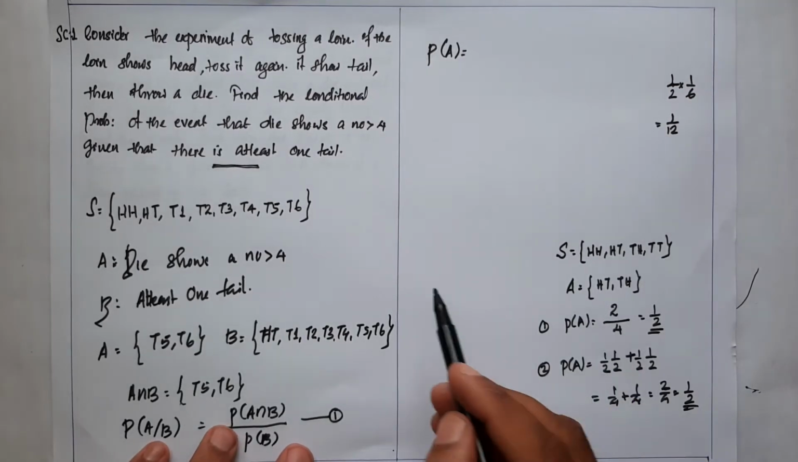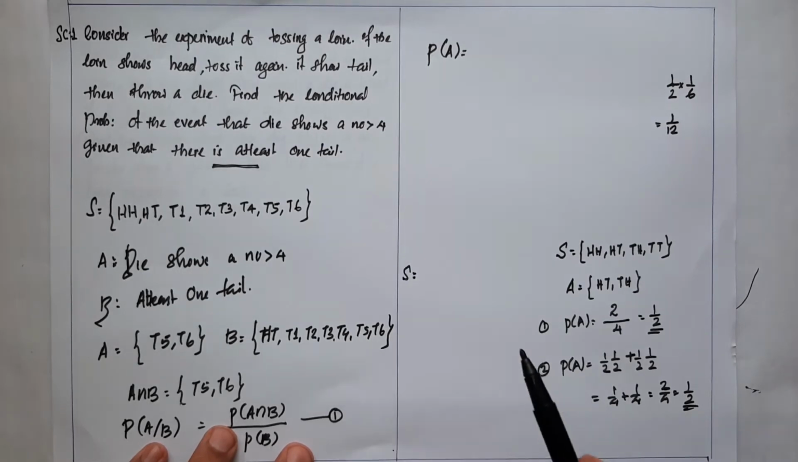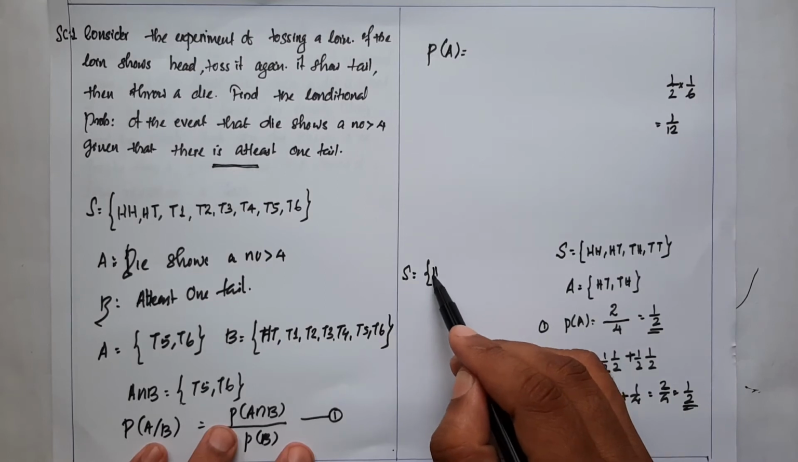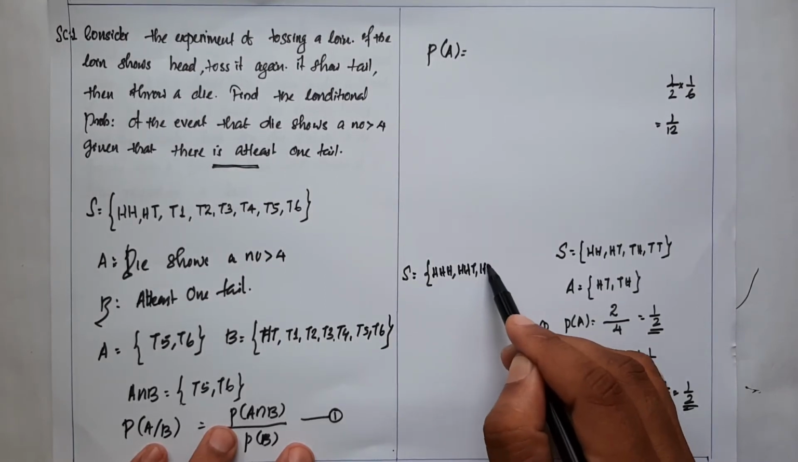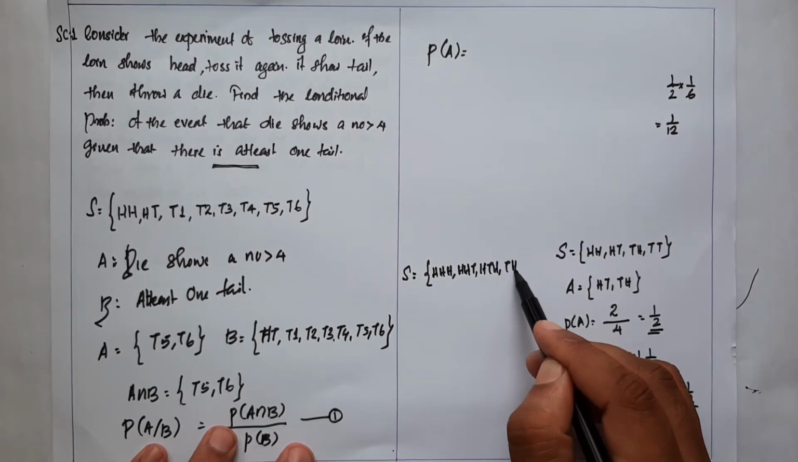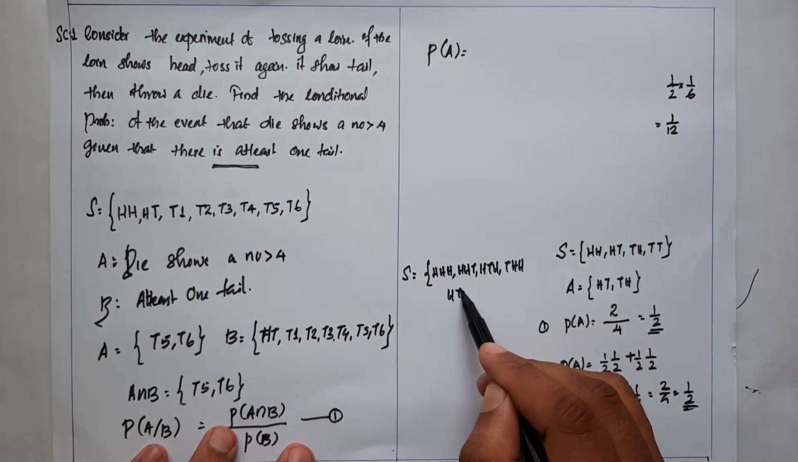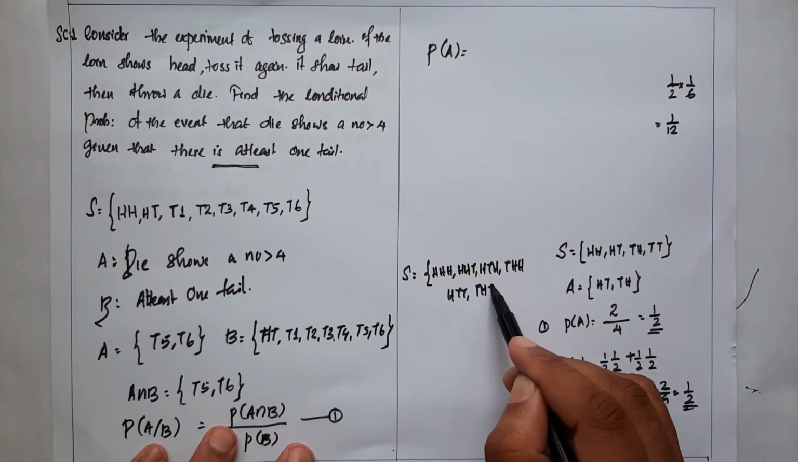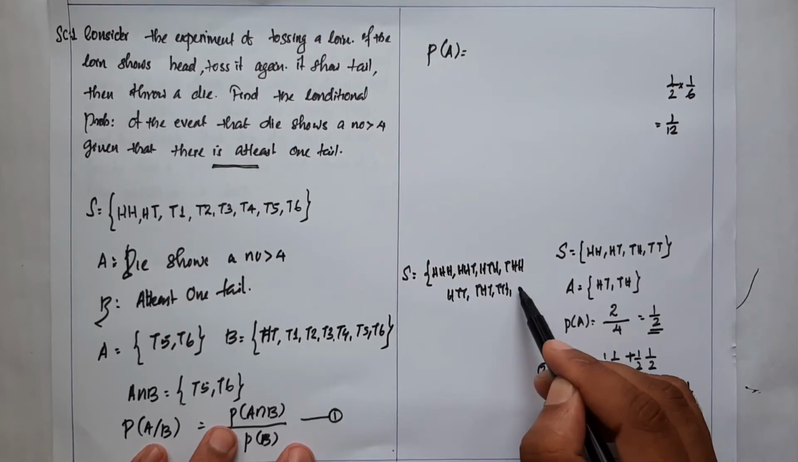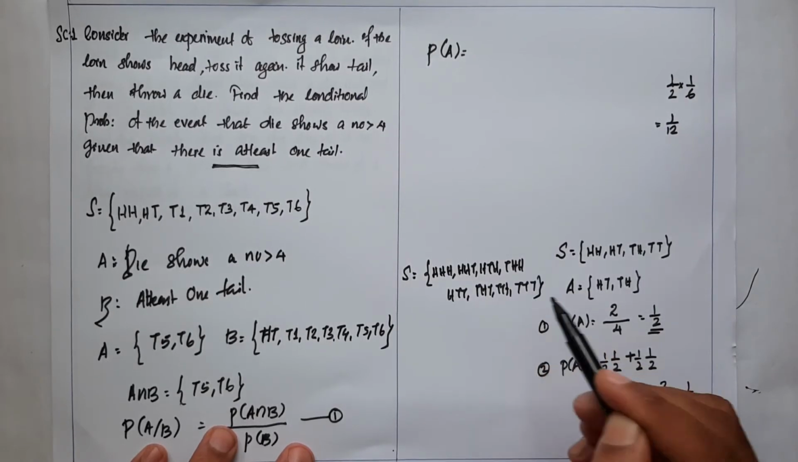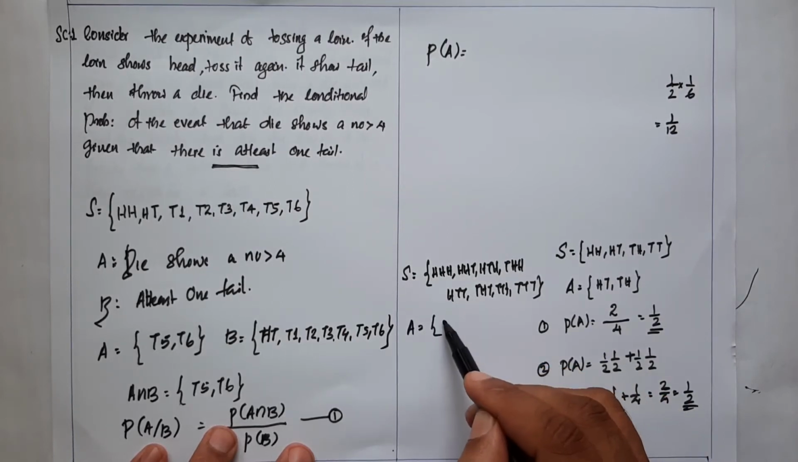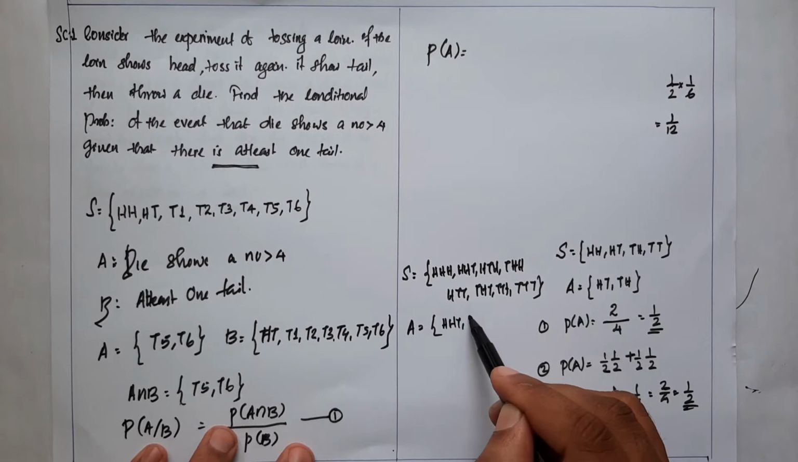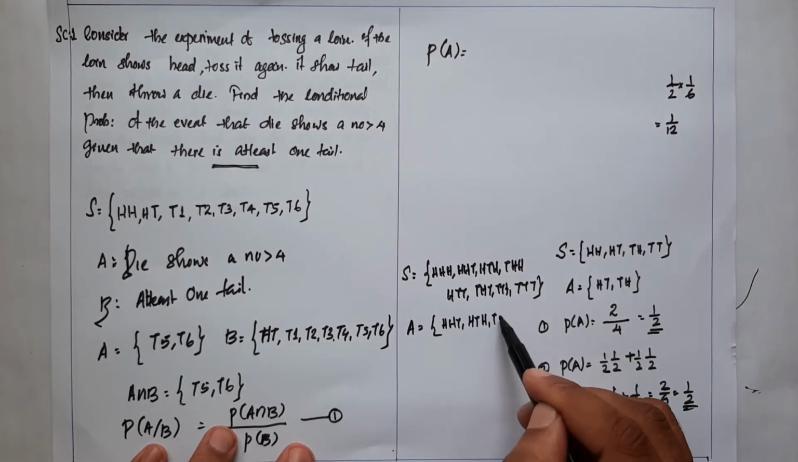Suppose you take another experiment, a coin toss 3 times. You know the possible outcomes are HHH, HHT, HTH, THH, HTT, THT, TTH, and TTT. Suppose we find the probability of getting exactly 2 heads. You know the possible elements are HHT, HTH, and THH.